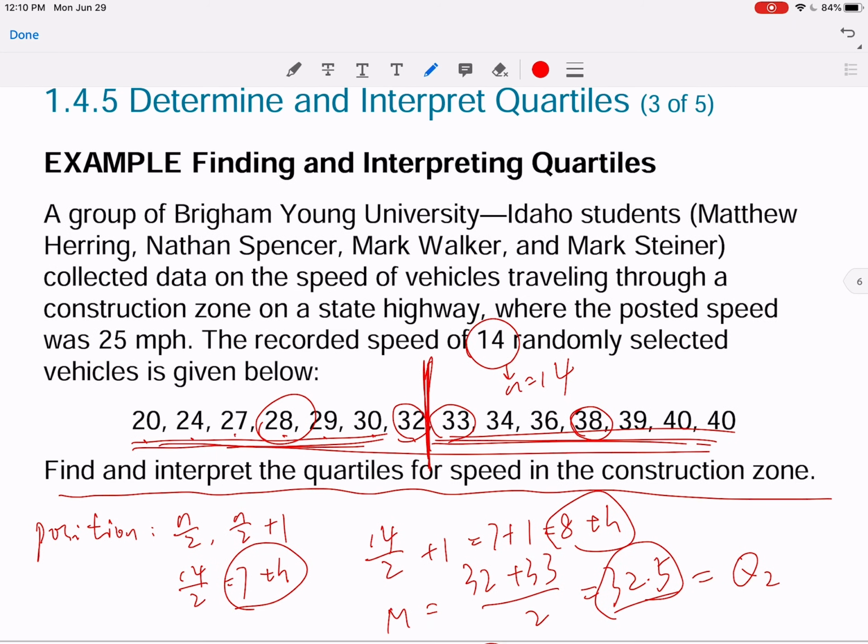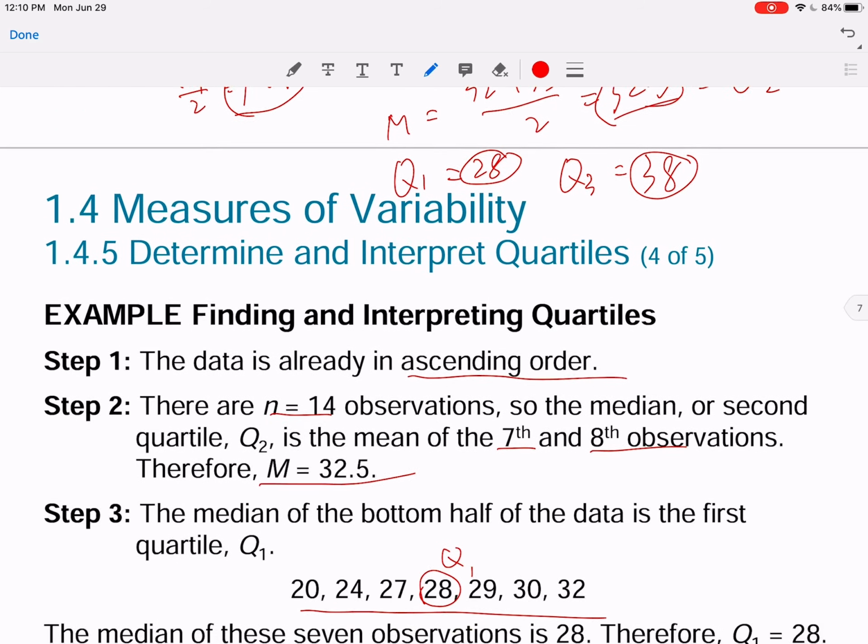So this is the original data set. Obviously, we can tell that there is no number less than 13 or greater than 53 because the smallest number is 20 and the largest number is 40. So there are no outliers in the original data set.